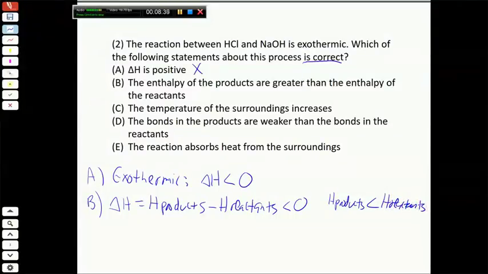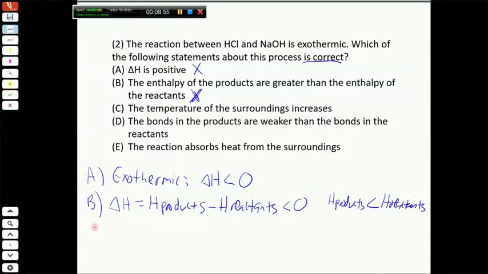So the enthalpy of our products must be smaller than the enthalpy of the reactants, which is the opposite of what choice B says. So this one is also incorrect. In an exothermic reaction, the enthalpy of the products is smaller because delta H is negative, less than 0.